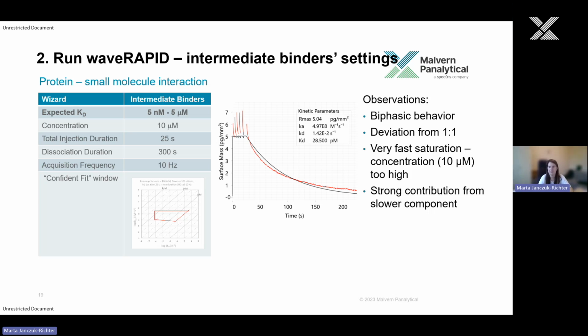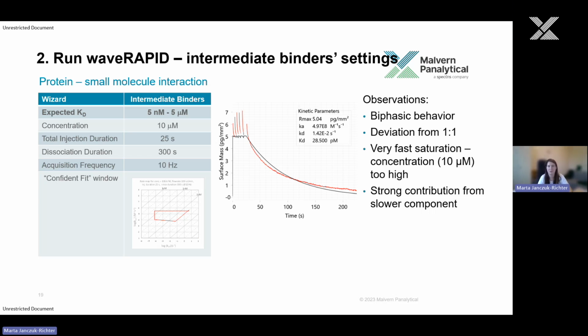So that was the initial waveRAPID experiment done on these samples. And what we can see here is actually looking already quite good. Some of you would say that you are happy with this. Some of you would say, okay, maybe we can decrease the concentration, right? So what we see here is there is some biphasic behavior. There is a faster and slower component here.